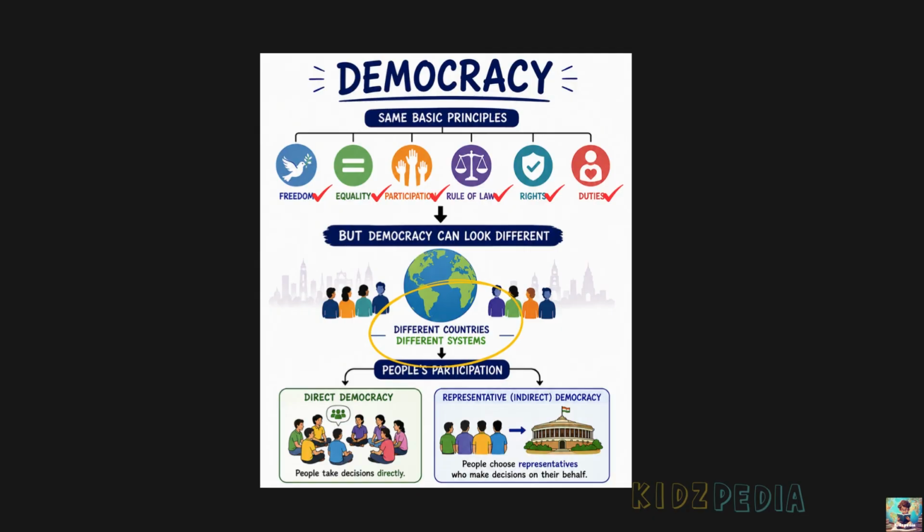Different countries organize their democratic system in different ways. Why? Because countries have different societies and they may have different ways of allowing people to take part in decision making. They may also organize and share political power in different ways. For example, in some democracies, citizens may take part directly in making decisions. In other democracies, citizens elect representatives and those representatives make decisions and govern on their behalf. So, the important thing to understand is that the basic values of democracy can be common, but the way democracy is organized can be different from one country to another.